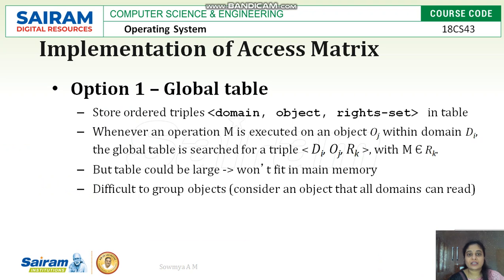Option 1 is a global table. The global table tells you what the domain is, what the object is, and what the access right is. So it comes with a triplet as a storage device. For each entry in the table, it will tell you the domain, object and its right set, like D_i means domain number i, O_j, and right set R_k. So this is about the global table.